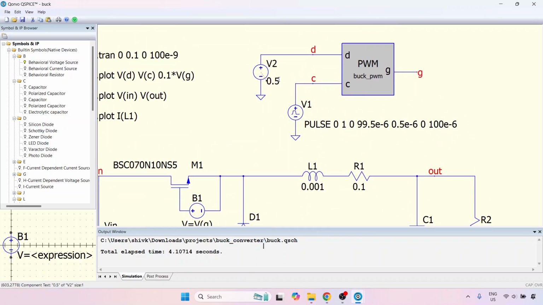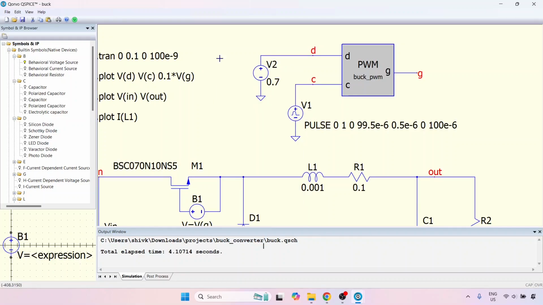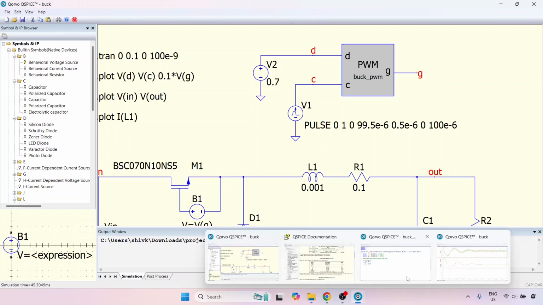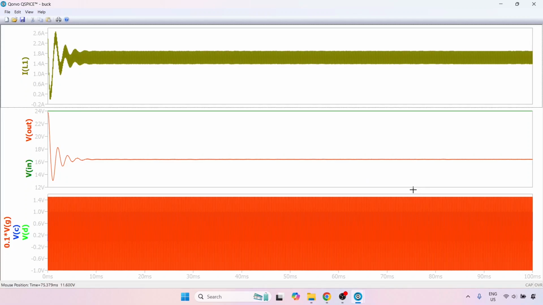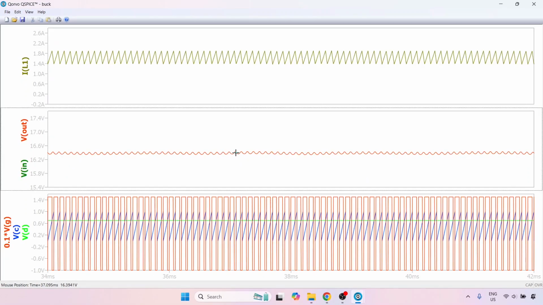So first what I'll do is, let me change this from 0.5 to let's say 0.7. That is, I am now moving my duty ratio up closer to 1 rather than having it at 0.5. So with this, let me just save it and let me run the simulation. And let's go have a look at the result. And you will see that the output voltage has changed. The output voltage is now greater than it was before, and this is simply because the duty ratio has changed.